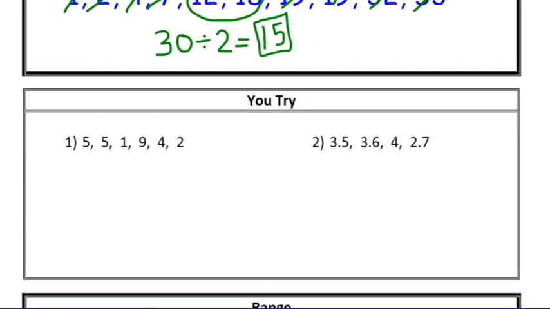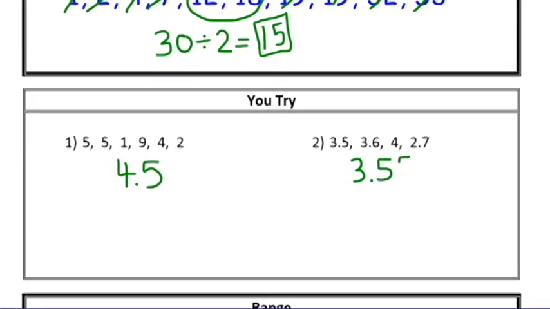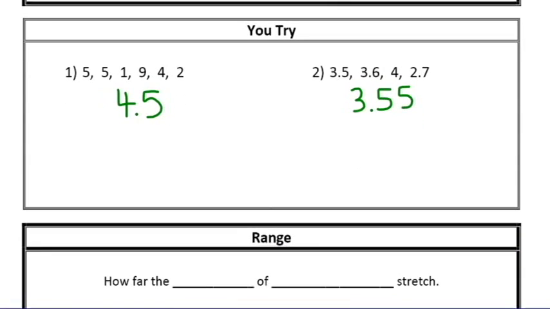Welcome back. Answer to number 1 should have been 4.5. Answer number 2 should have been 3.55. Decimal answers are very common, especially when you have to take a mean. Okay, 4.5 and 3.55. If you did not get the correct answer, go back, look at your work. Were your numbers in correct numeric order? Did you take the mean correctly?